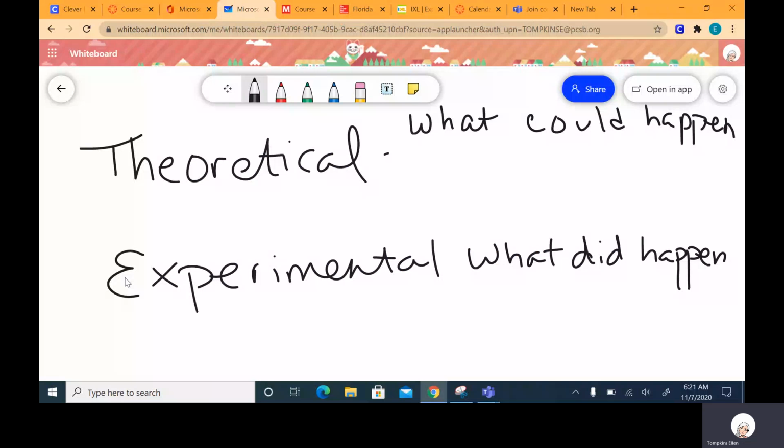All right, we're now going to be talking about theoretical and experimental probability. Theoretical is what could happen, so very similar to the simple example that we have. Experimental is what actually did happen. So, if I have what they call a number cube, you and I refer to them as dice.